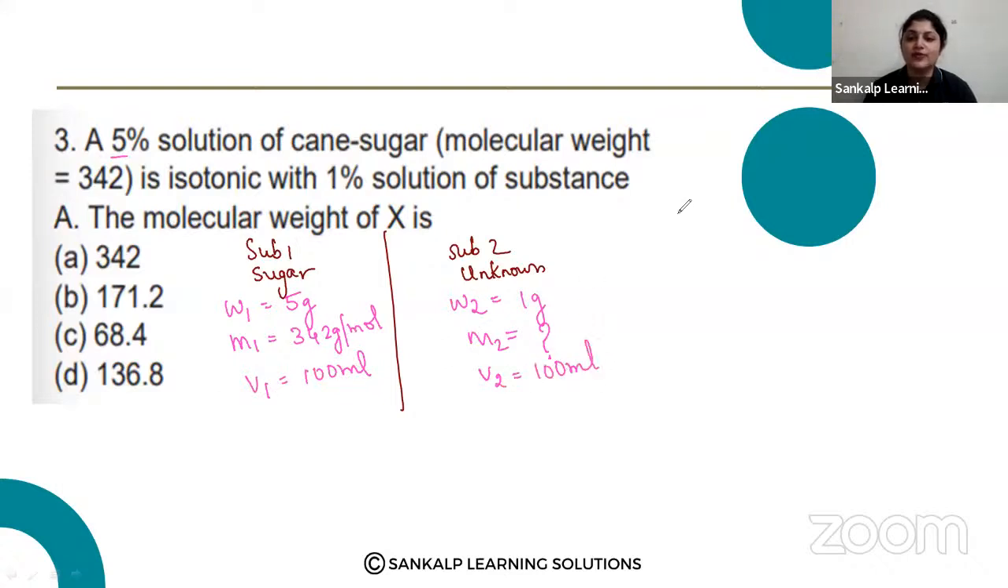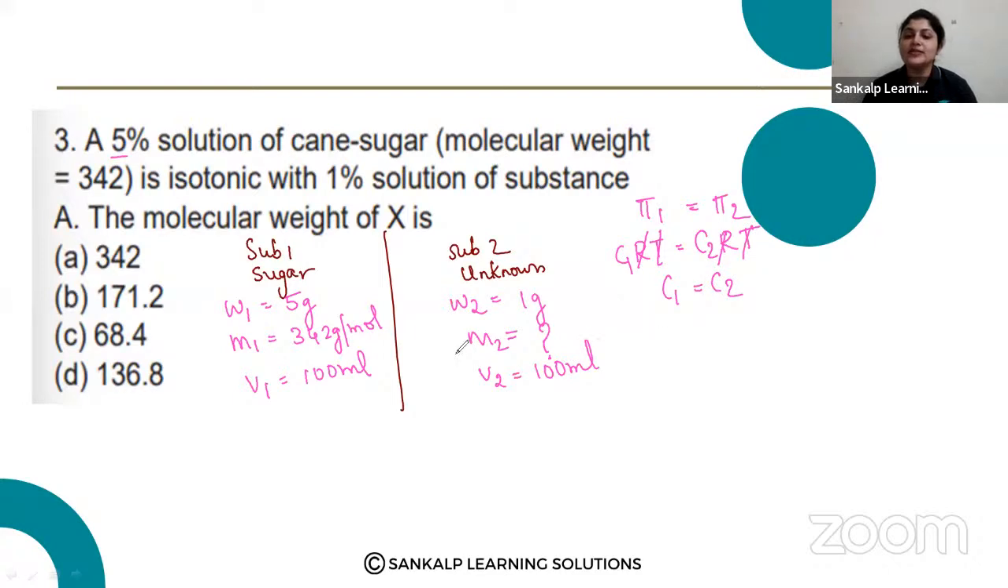Now, isotonic. Isotonic means both solutions have the same osmotic pressure, that means pi 1 equals pi 2. Pi is nothing but osmotic pressure, expressed as CRT. The osmotic pressure is the same but the concentrations differ, so C1RT equals C2RT. Here the gas constant and temperature are constant, so they cancel, and C1 equals C2.